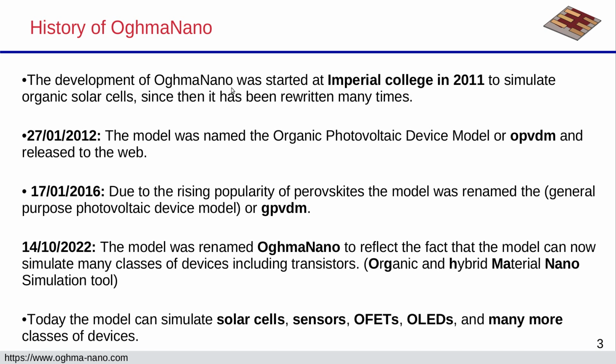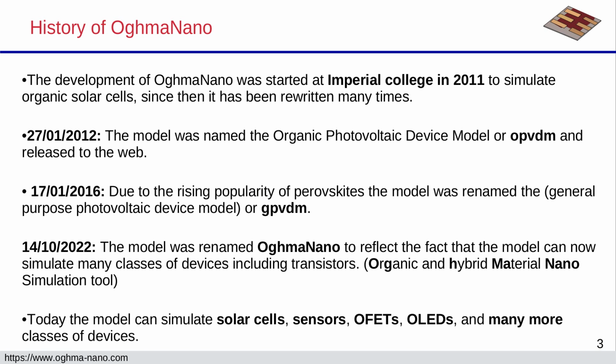So here's the history of the model. I started developing it at Imperial College in 2011 and 2012, and it was written specifically then to simulate organic solar cells. So it was a 1D model specifically for organic solar cells. And I published quite a few papers with it, and I thought, well, it'd be better if other people had access to this as well, not just me, and they get some use out of it. So in 2012, I registered the domain name opvdm.com, which stood for Organic Photovoltaic Device Model, and released it to the web. And it stayed as that for a few years.